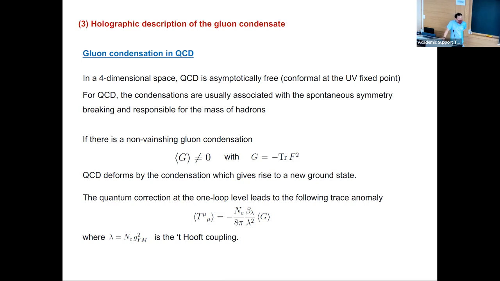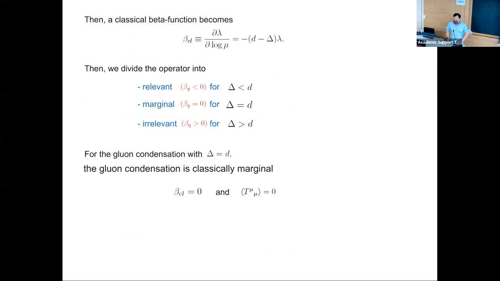But I think in QCD, if we change the space-time dimension or color, the UV free property changes. Yeah, even in this case, if we consider three-dimensional QCD, then gluon condensation plays the role of an irrelevant operator. So the dimension of the space-time is also crucially important to determine the property of the dual operator. Here I just focus on four-dimensional QCD.